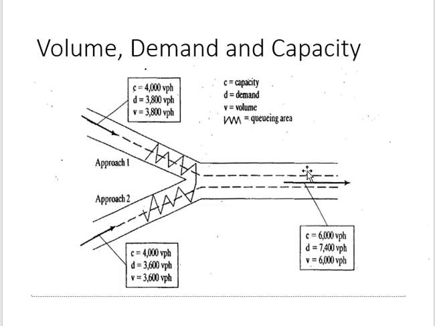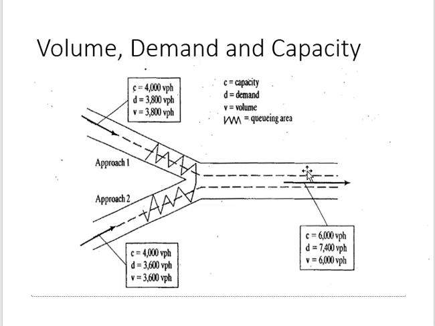For each of them is given. Okay. For the first case, capacity of approach 1 is 4,000. Demand is 3,800. So the volume will be 3,800, right? It's less than the capacity, no problem.